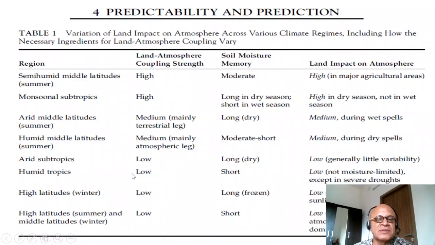For example, arid subtropics don't have any memory, there is no soil moisture. Humid tropics, they have very fast acting convective processes that fire up very quickly and reduce overall predictability in general compared to, let's say, mid-latitude synoptic systems, which are 1,000 kilometers large on scale and can linger for 10 days. Humid tropics have very fast systems, and the coupling of land-atmosphere system is very low there as well. And similarly, high-latitude winter and high-latitude summer and mid-latitude winters as well.